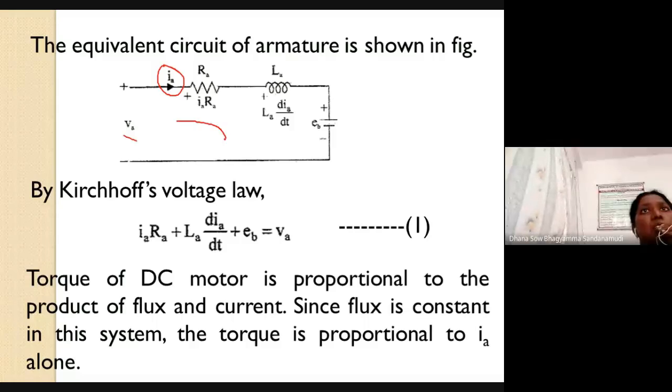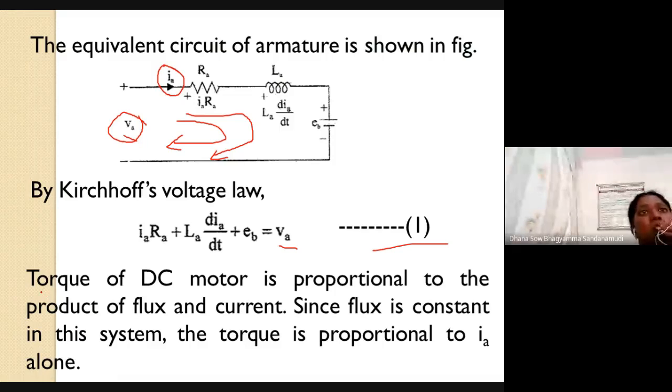So when you apply Kirchhoff's voltage law, whatever voltage drops are there in this circuit will be equal to the voltage applied. What are the voltage drops? IA times RA, plus LA times dIA by dt, plus the back EMF induced in the motor, is equal to VA, the armature voltage. Let us consider this as equation number 1.